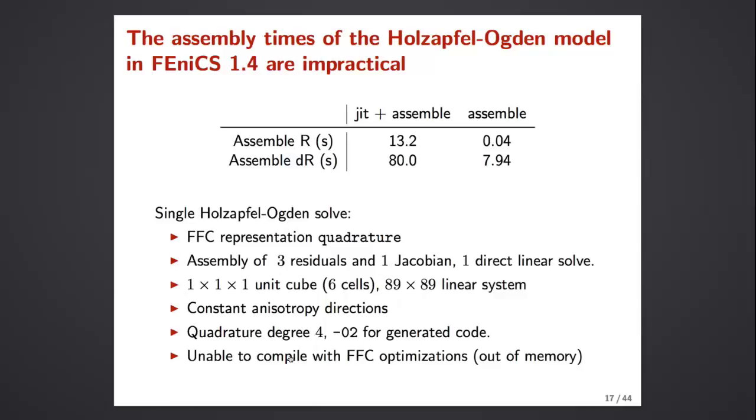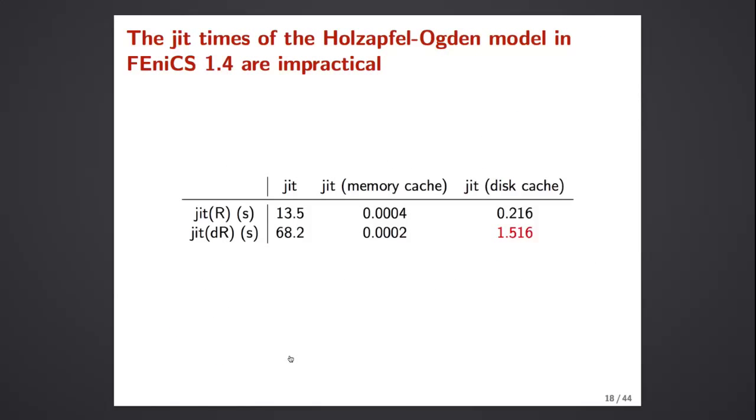It was not scaling as expected with the number of linear solves, but rather at a higher rate. So we're looking more into this, and we're looking at, if you're disregarding assembly, but just looking at JIT, we can look at the JIT times for these forms. This table gives the same two rows, in the sense that I'm not timing assembling, I'm just timing JIT for the residual and its derivative, in seconds. So the JIT of this takes about 13 seconds. This takes about 70 seconds.